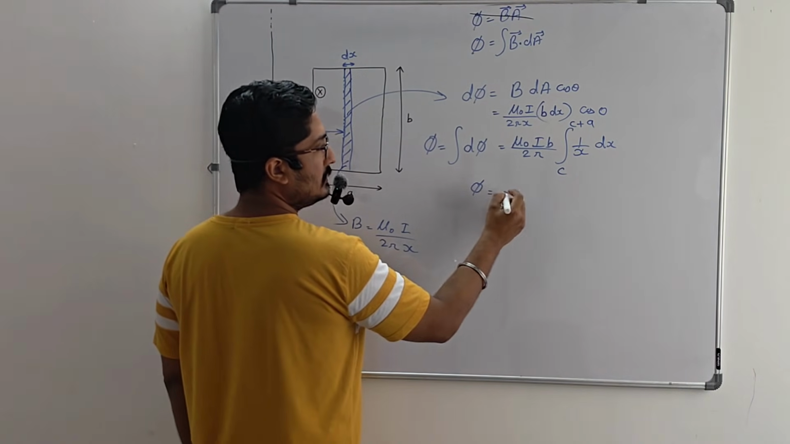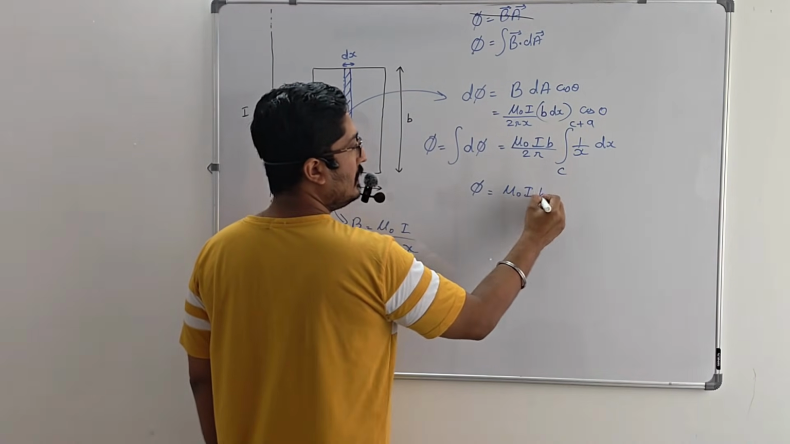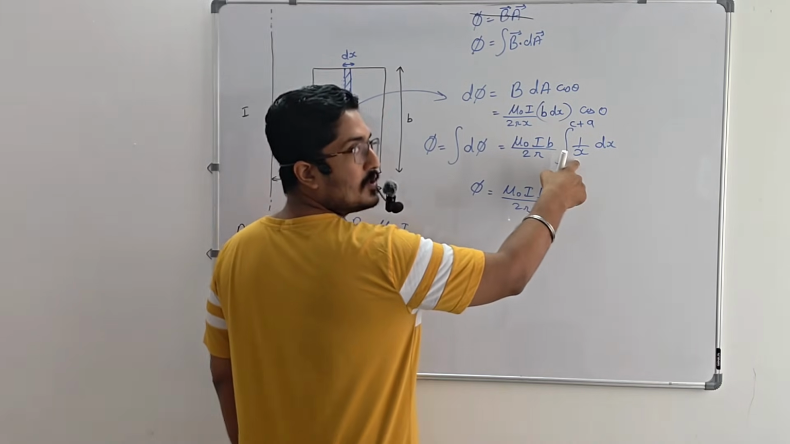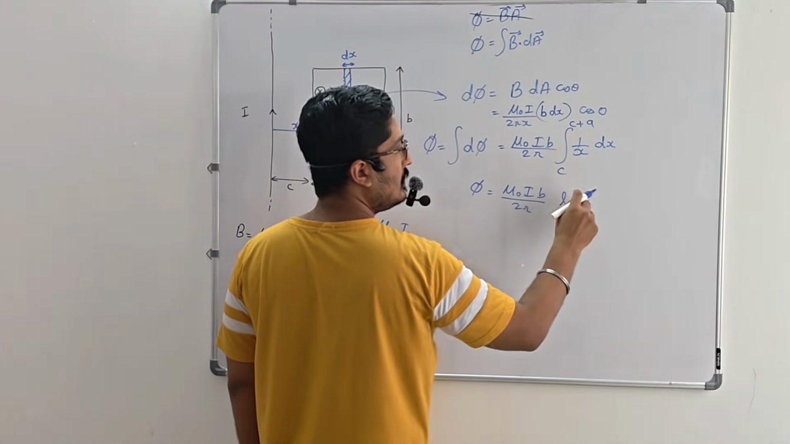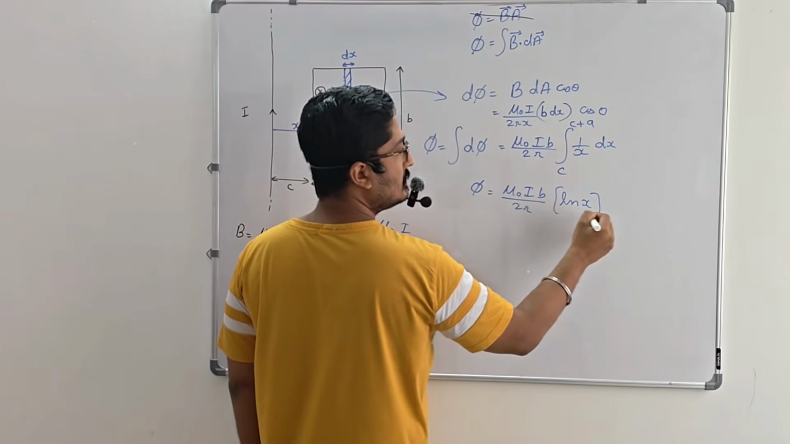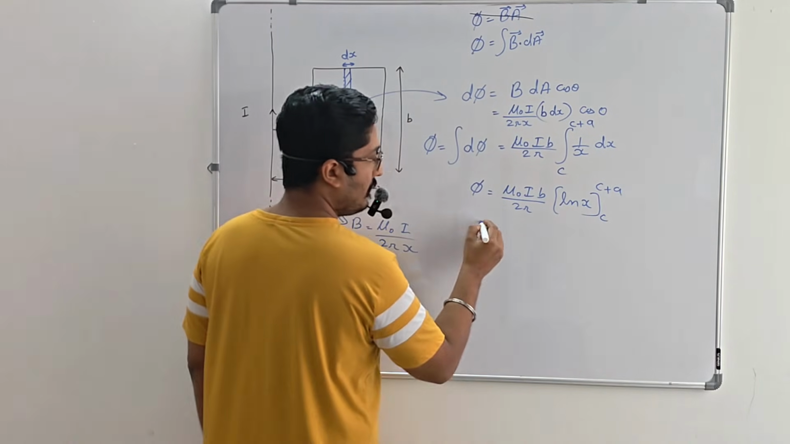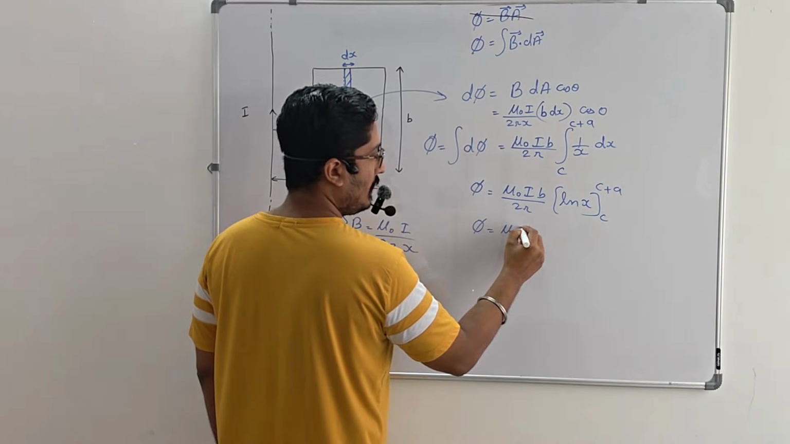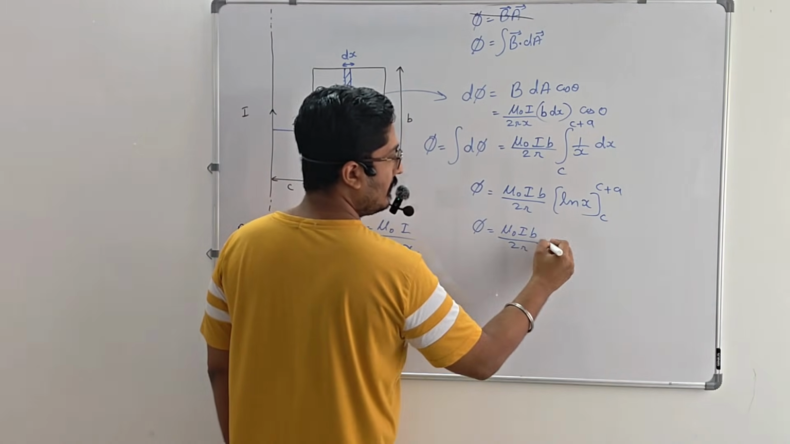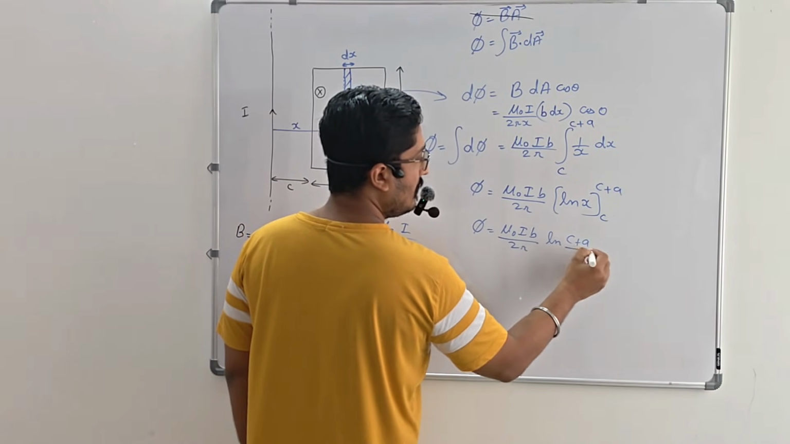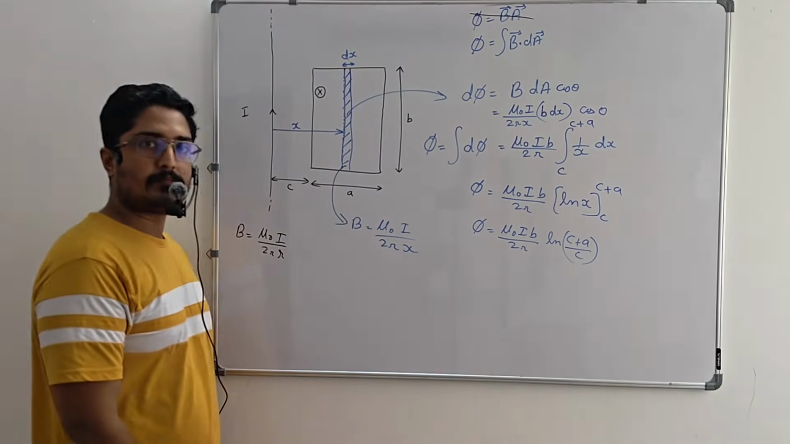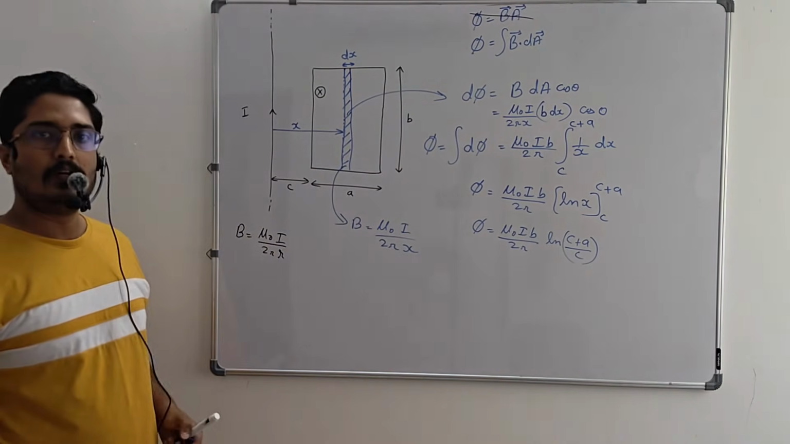So I'll get total flux is equal to mu naught I b divided by 2 pi, integration of 1 by x is natural log of x. When you put the limit, that is c to c plus a, you finally get the flux value as mu naught I b divided by 2 pi natural log of (c plus a) by c. So this is the flux that is passing through this region.